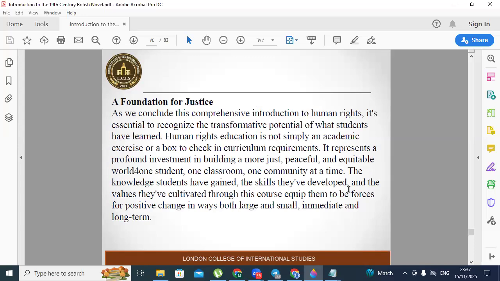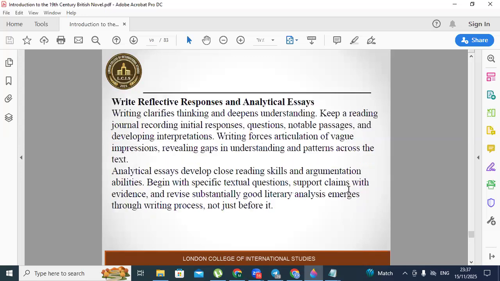It represents a profound investment in building a more just, peaceful, and equitable world. One student, one classroom, one community at a time. The knowledge students have gained, the skills they've developed, and the values they've cultivated through this course equip them to be forces for positive change in ways both large and small, immediate and long term.